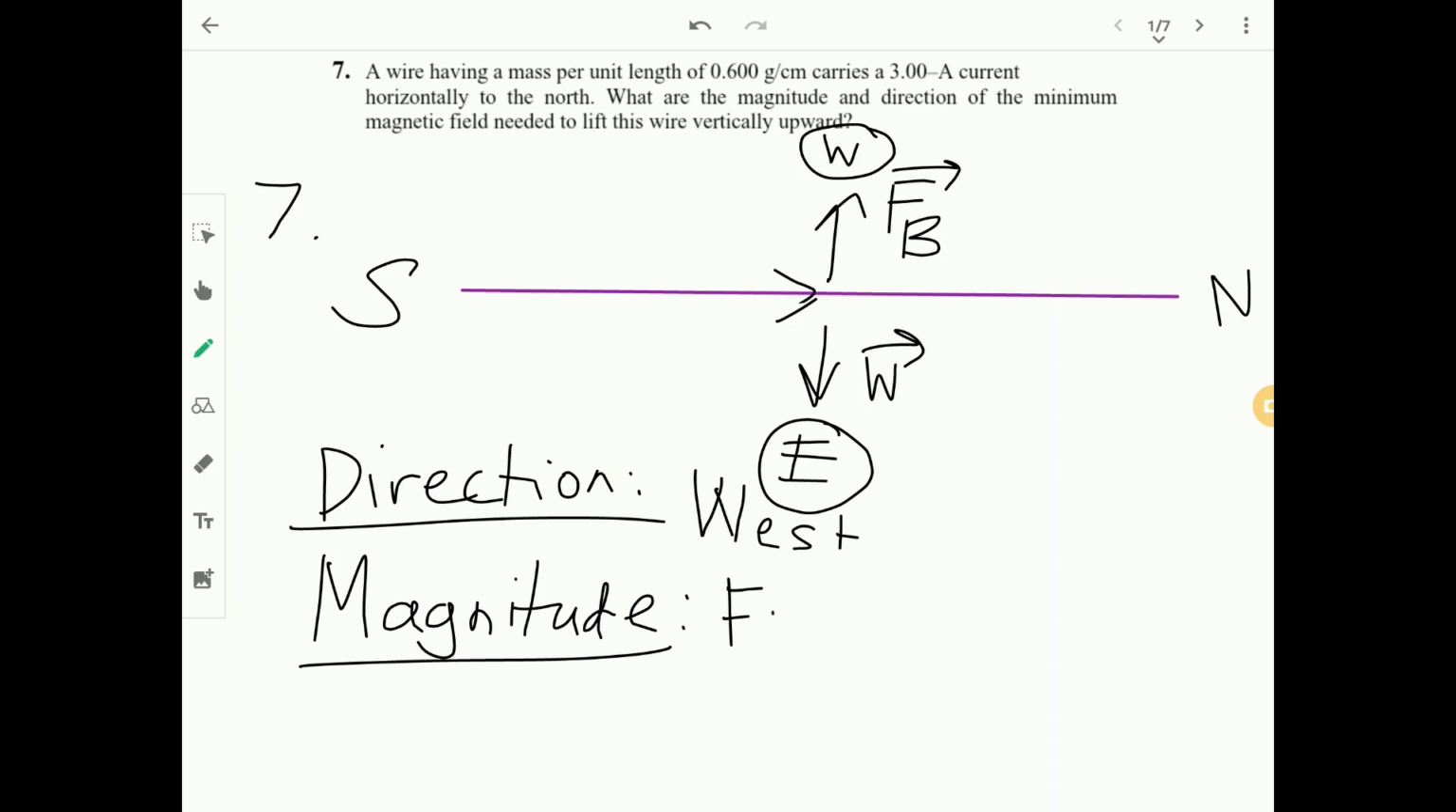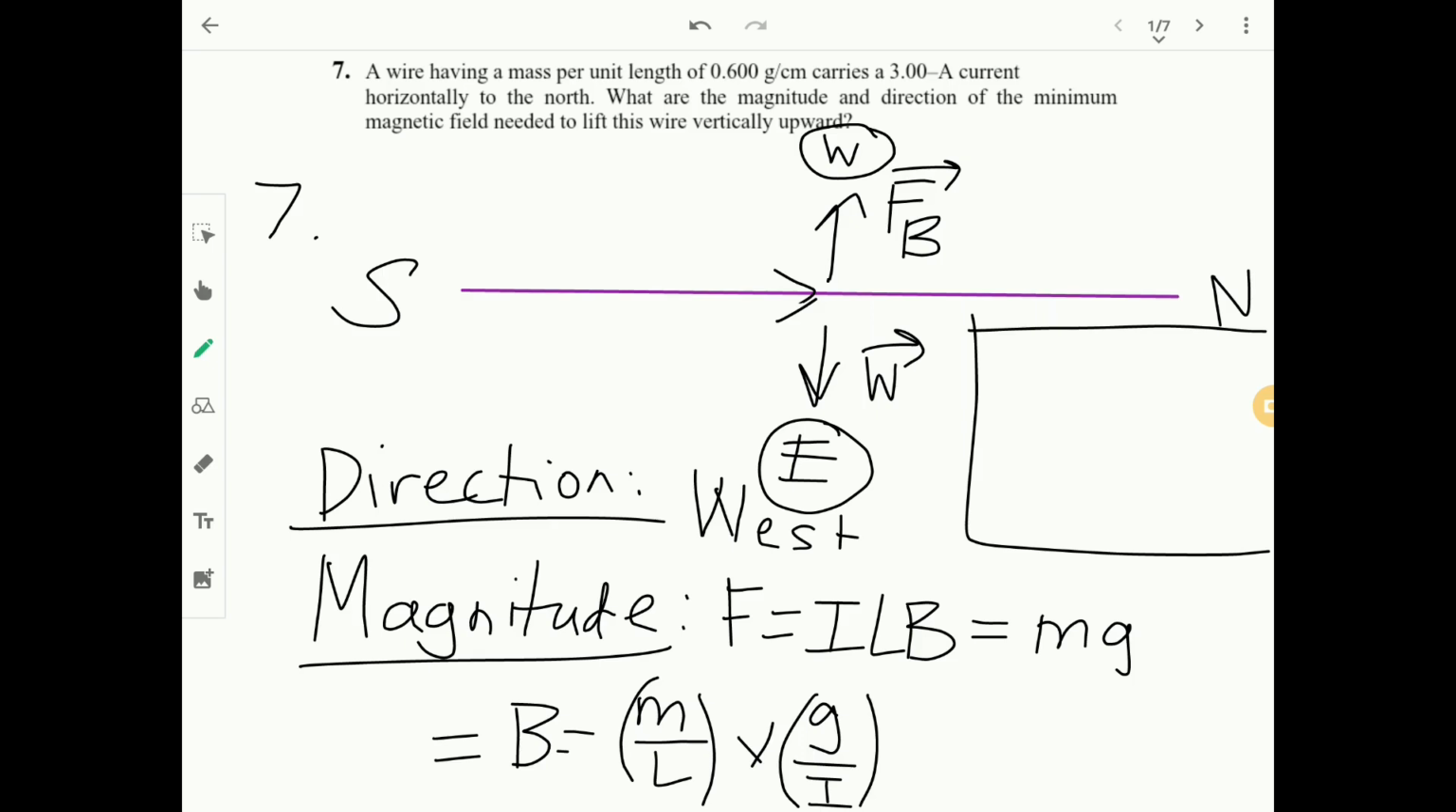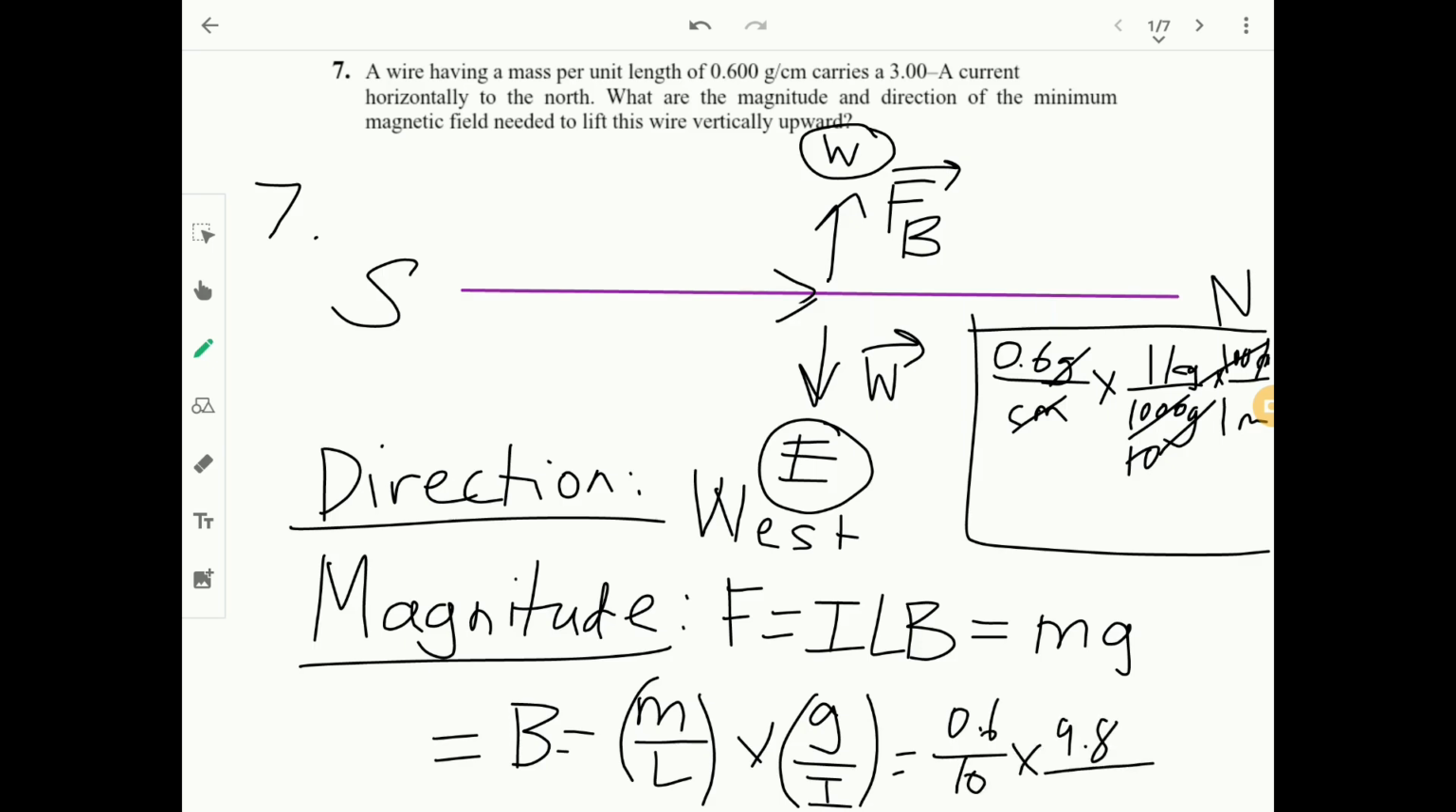The magnitude, we should know that F is equal to ILB, and in this case also mg, right? So B in fact is equal to m over L, because we have m over L, mass per unit length, times g over I. I've done this very on purpose. So I have 0.6 grams per centimeter. I multiply this by 1000 grams, 1 kg. I want to get rid of the units. 100 centimeters and 1 meter. So the units cancel. This becomes 10. So in fact it's 0.6 over 10 times 9.8 over 3. That gives me a magnetic field of 1.